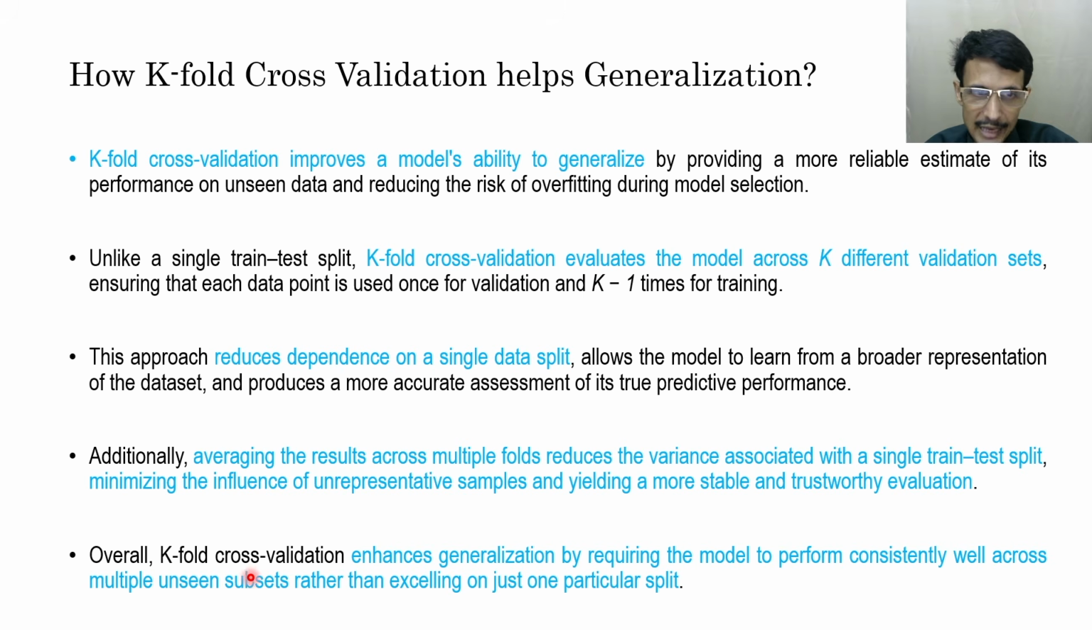So overall, we define cross-validation as improving generalization by requiring the model to perform consistently well across multiple unseen subsets rather than excelling on just one particular split. And that is the basic idea of why cross-validation helps generalization.